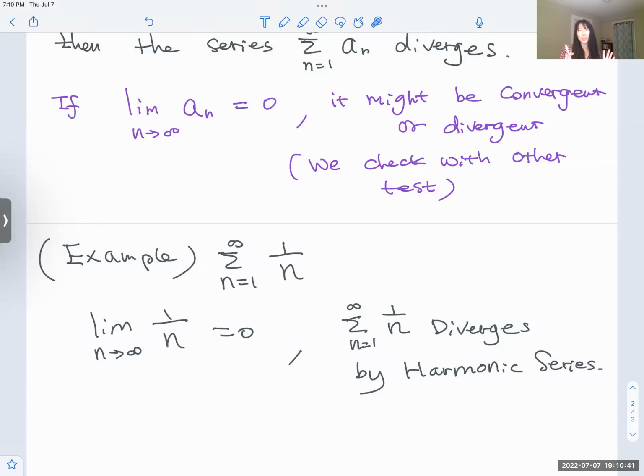So is it understandable? If we take the limit and we get zero, that doesn't guarantee it converges, okay? It might be convergent or divergent. We must check with another test. All right.